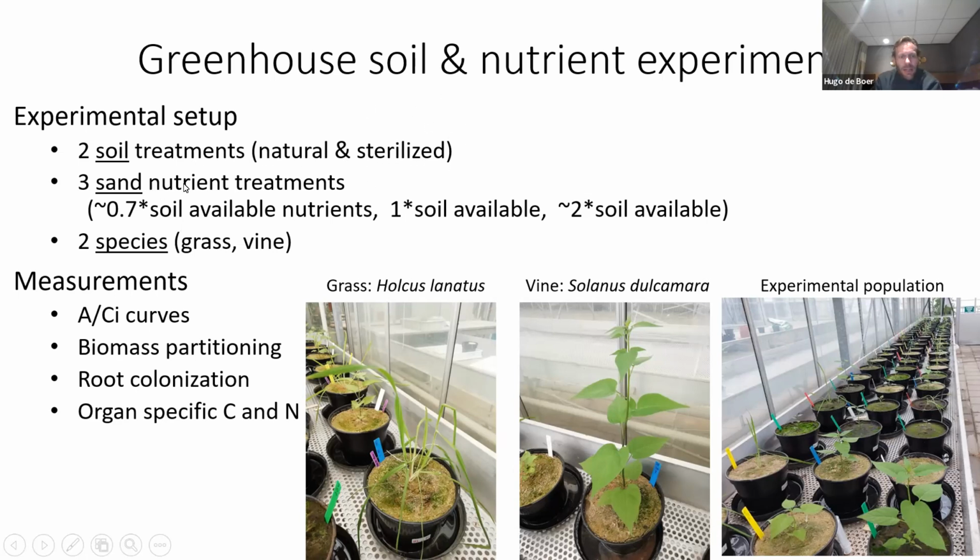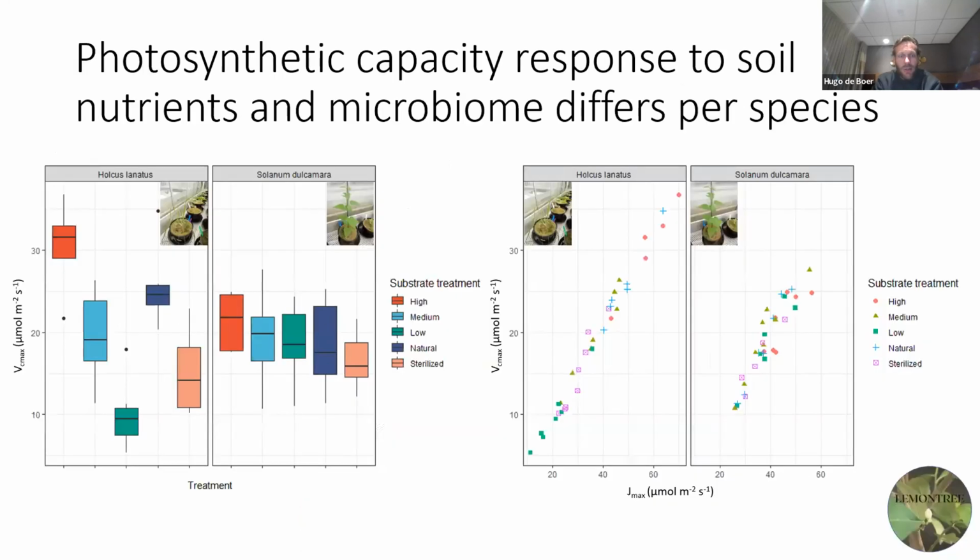In addition to that, we have three sand soil environments to which we add artificial nutrients: quite low nutrients, a medium amount, and quite high nutrients that relate to some extent to the natural soils that we have. We've done this experiment with two species, one grass species and one vine species, pictured here. We measured these photosynthetic response curves, and we also measured biomass, amount of roots, and how much carbon and nitrogen is available in plant tissues.